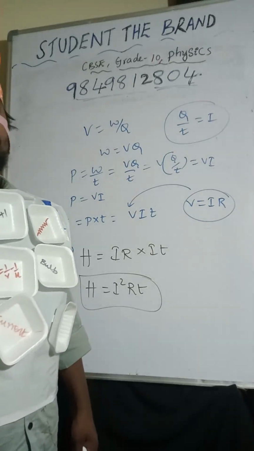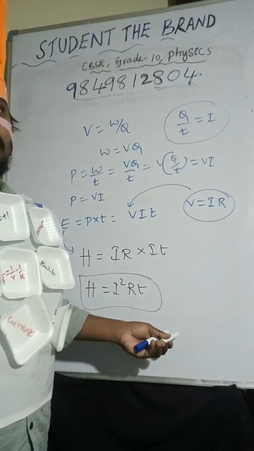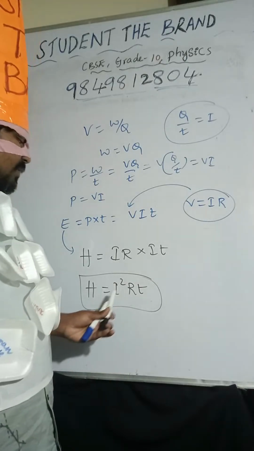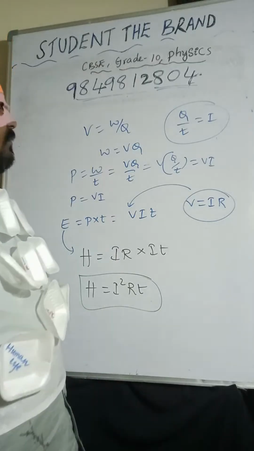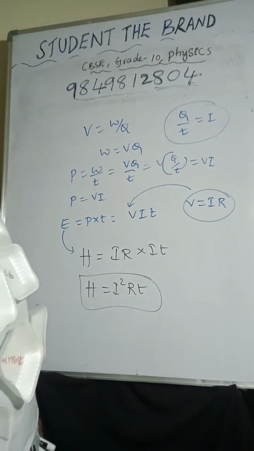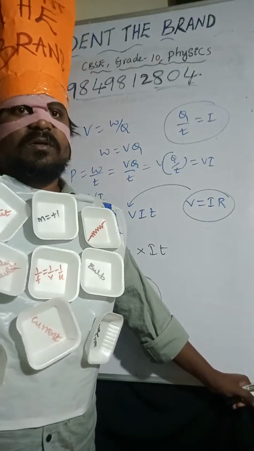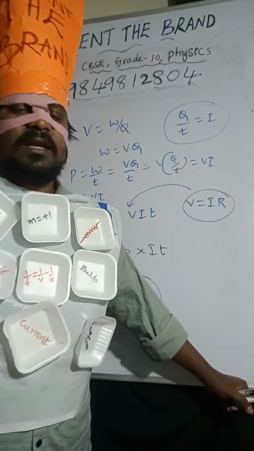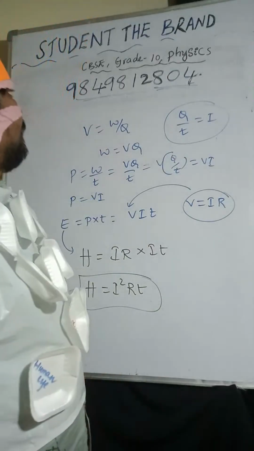I hope it is very clear. Heat in the conductor is H equal to I square RT. Heat produced in the conductor is directly proportional to the square of current, directly proportional to resistance, and directly proportional to time. This is about the heating effect of electric current. Applications include electrical toaster, electrical iron box, electrical heater, and electrical oven. Many more examples can be taken. So this is about electric current.